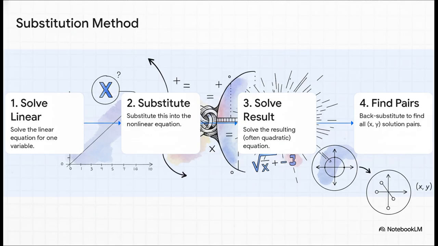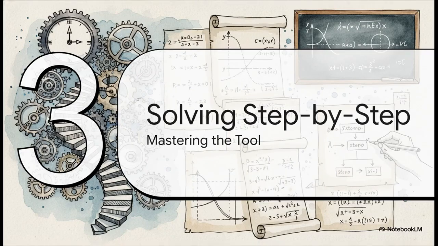Step 1, you're going to solve the easy equation, the linear one, for one of its variables. Step 2, take that expression you just found and substitute it into the more complicated nonlinear equation. Step 3, now you solve the new equation you just created. And finally, step 4, you back substitute. You take your answer and plug it back in to find the full x, y solution pairs. That's it. You know, the best way to really get a feel for a tool is to actually use it. So let's jump in and run through a couple of examples. We'll see this method in action, and we'll start easy and then work our way up.